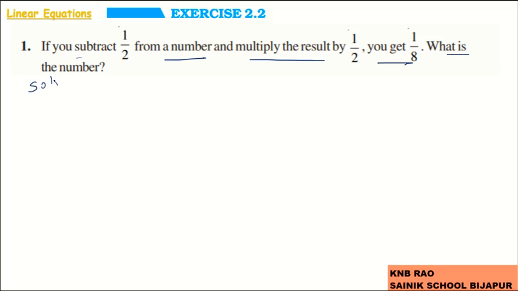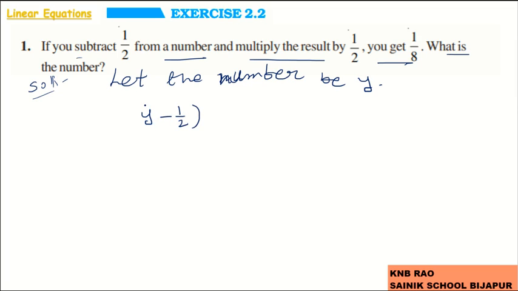See children, in these questions we always need to assume the unknown number. Let the number be y. Half subtracted from that gives you y minus half, and it is multiplied by half to give 1/8. This is the formation of the equation. Now, here (y minus half) into half equals 1/8.